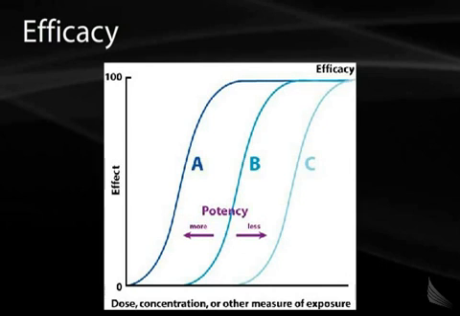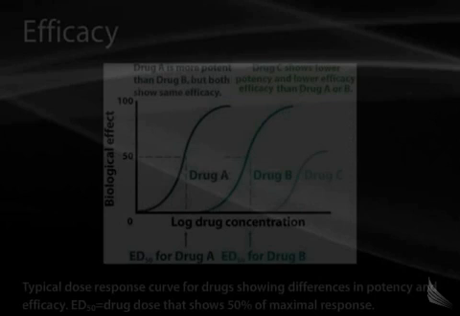As you can see, as dose increases on the x-axis, effect of that drug will also increase. The efficacy is defined as this level, meaning no matter how much of the drug you give, you can only achieve this level of efficacy. A more potent drug would be A, as compared to B and C. B and C are able to reach the same efficacy level, but A can do it at a lower dose.